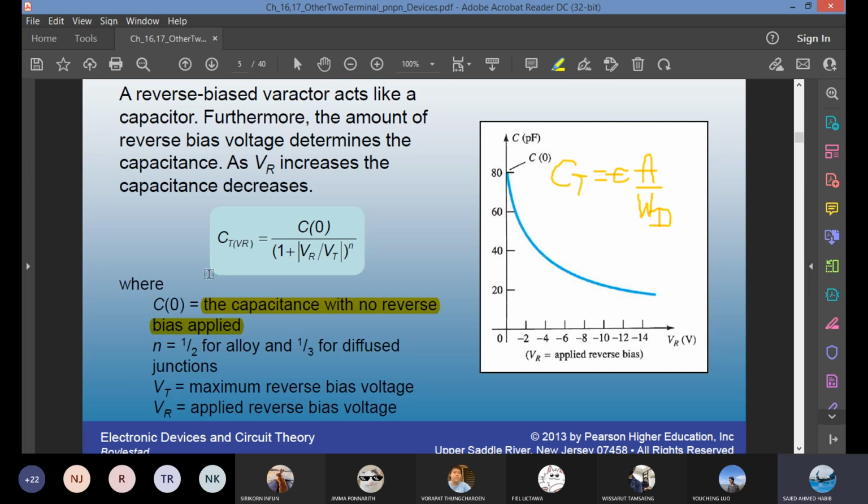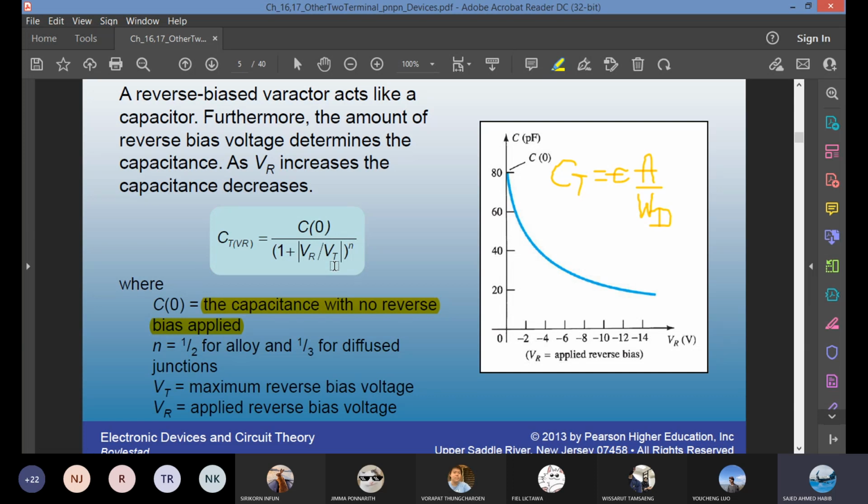It's the type of material with which the junction is created. For alloy, it's 1/2. Diffuse junction is 1/3. V sub T is the maximum reverse bias voltage. T here is at a temperature. When you see capital T, it's usually in Kelvin, not degrees Celsius. VR is your applied reverse bias. There is no problem to solve using this formula.